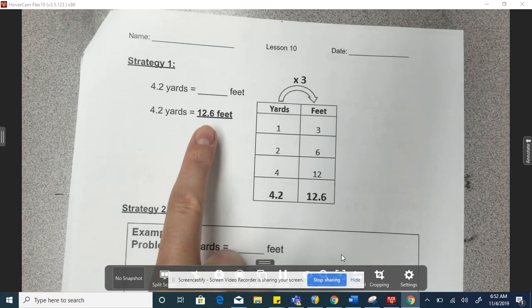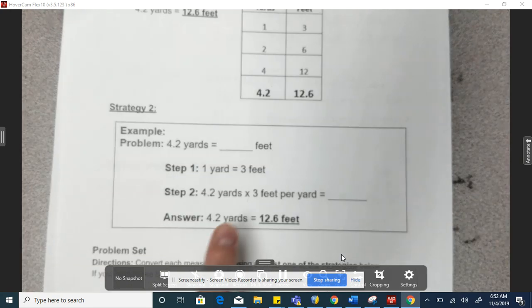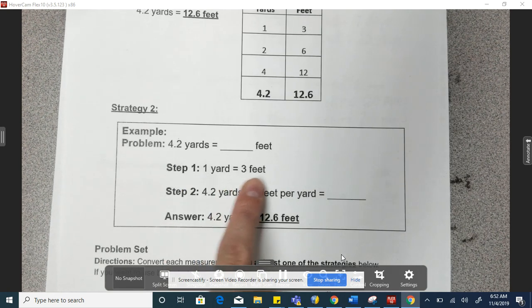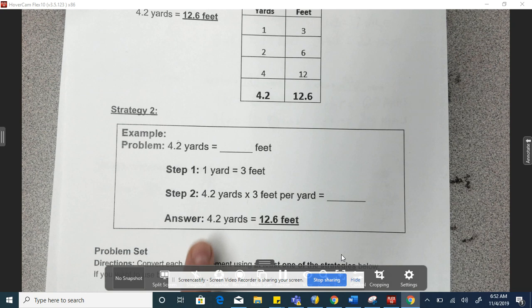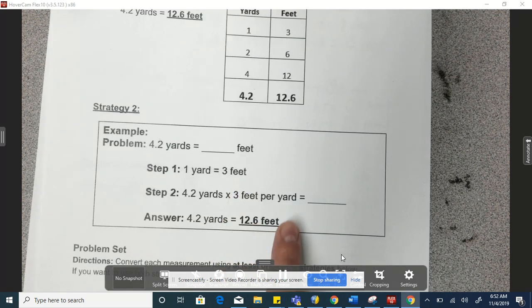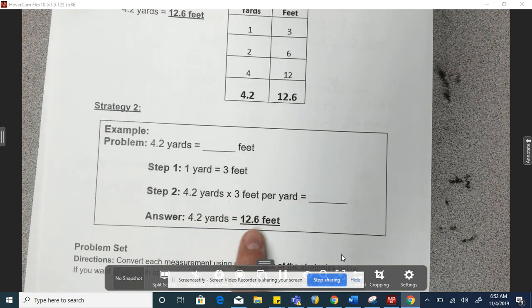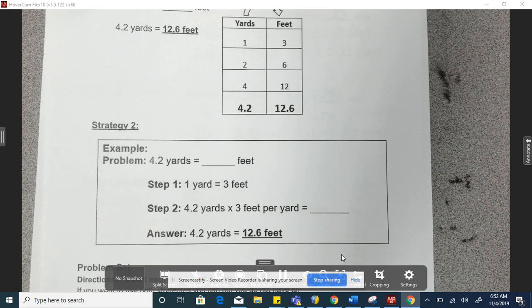and 6/10 feet. If I want to use the second strategy, where I'm breaking it down and finding how many feet there are per yard, then I can do 1 yard equals 3 feet. Then I multiply 4 and 2/10 yards, which is what I'm starting with, times 3 feet per yard, which I have right here. When I multiply, I get 12 and 6/10 feet. Notice we got the exact same answer, but we used 2 different strategies.